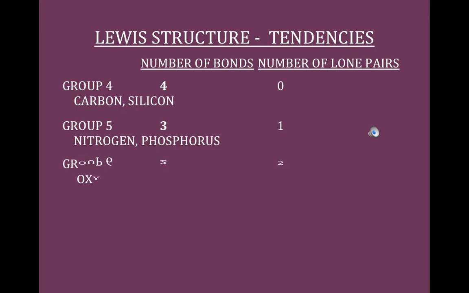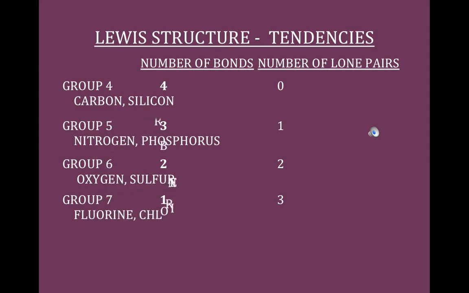Now, group 6, we're talking about oxygen and sulfur, selenium, tellurium. And you can see as the number of bonds goes down, the number of lone pairs goes up. Group 7, it's the 1 and the 3, so unless they're in the center of a molecule, which is possible, but fluorine, chlorine, bromine, iodine, they will tend to just have 1 bond. They tend to be on the outside. But if they're in the center, then things can be a little different.